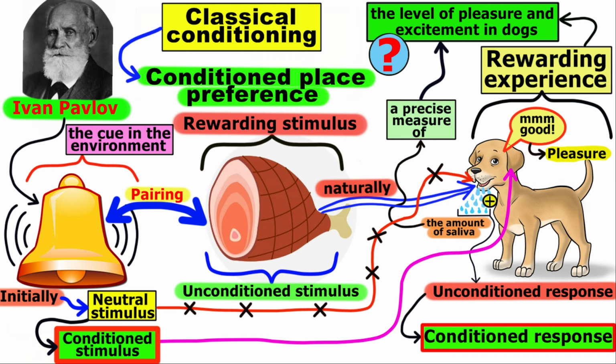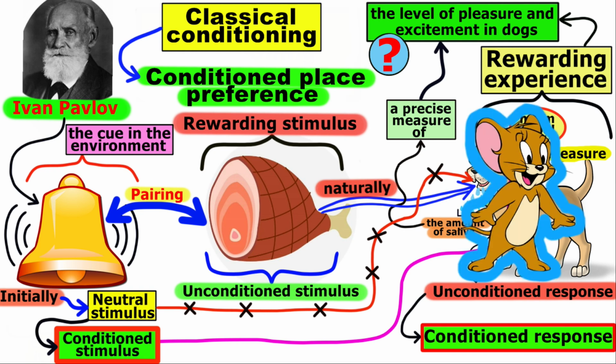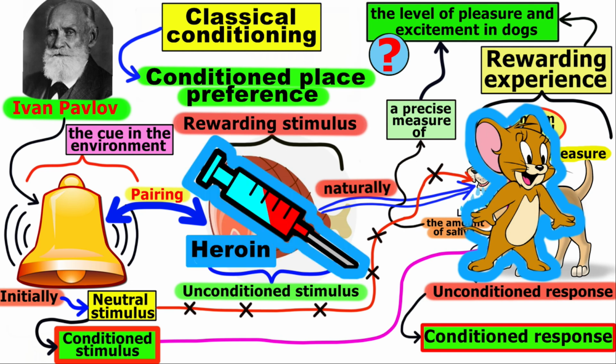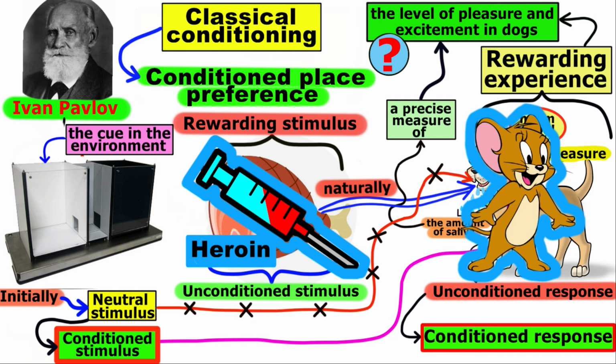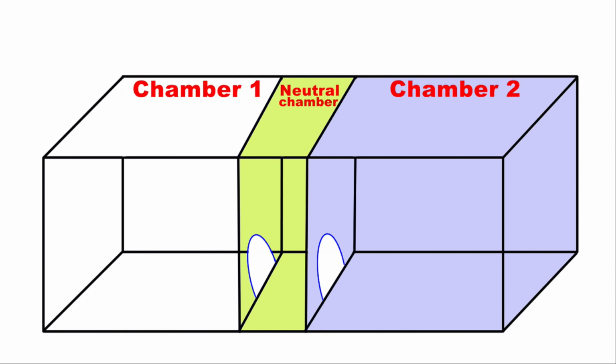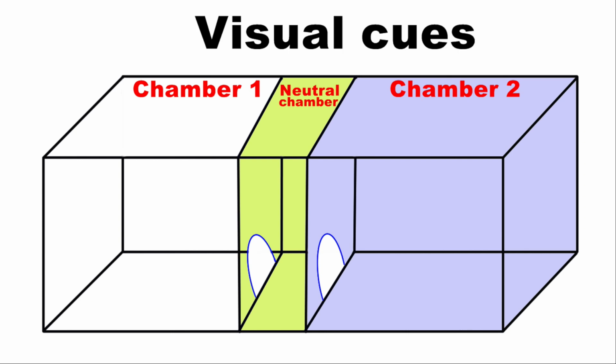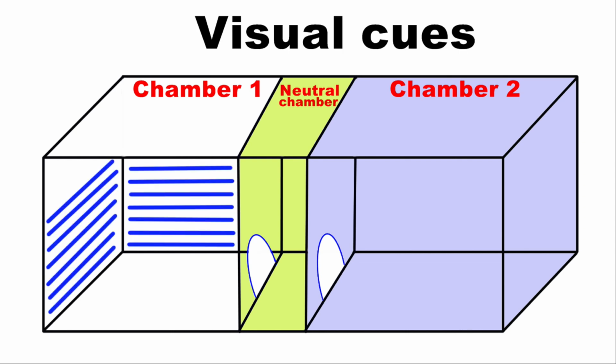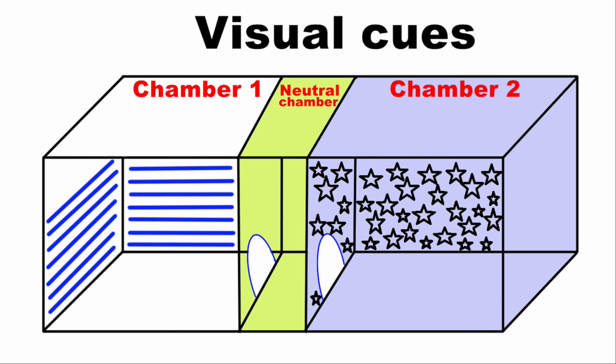Instead of a dog we'll have, usually, a mouse. Instead of food we'll have an addictive drug, like heroin. And instead of the noise of the bell we'll have the aspect of the chamber in which the mouse is located. For this experiment, we need two chambers, numbered 1 and 2. They are connected by a small neutral chamber. Each compartment has a different cue in the environment. Cues can be visual, for example, stripes on the wall in the first chamber, and stars in the second one.